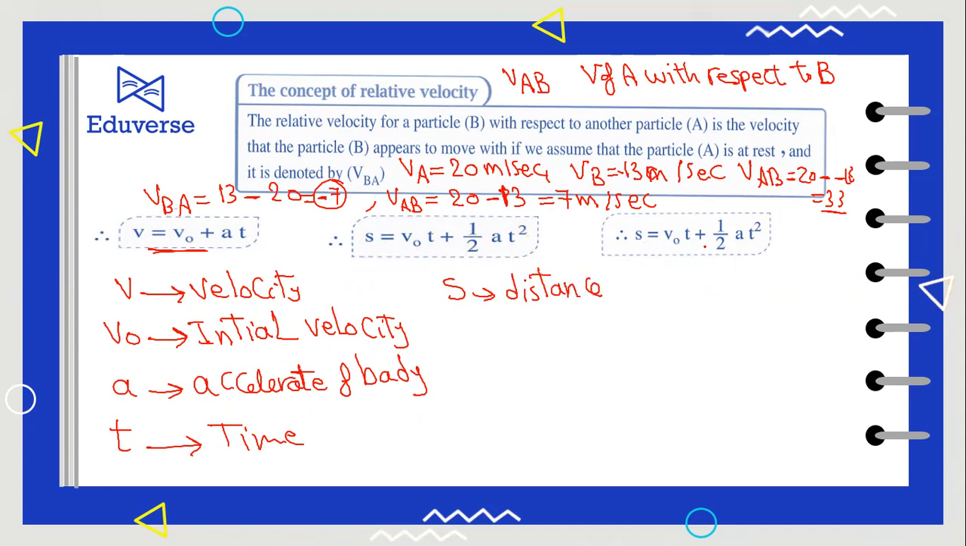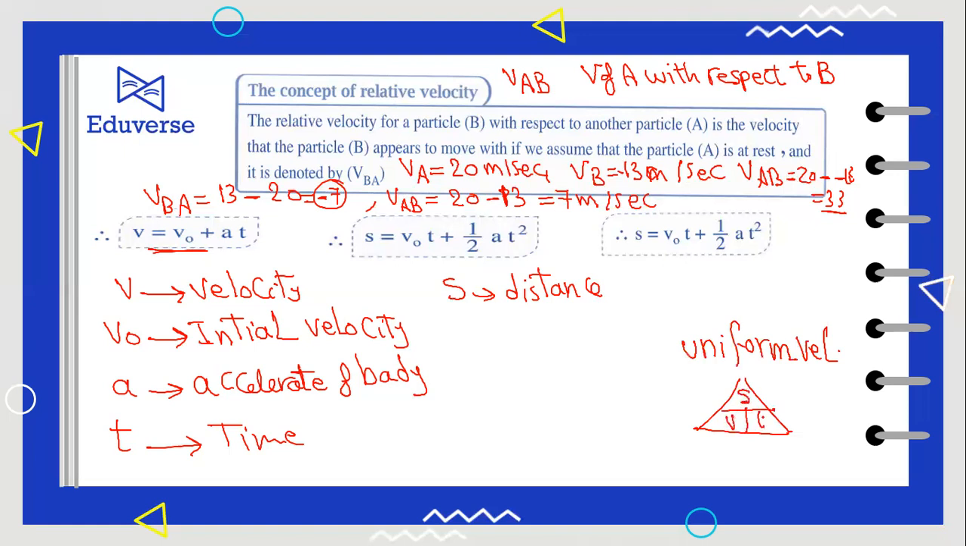S equals V naught T plus half A T square. Three rules: I can use them to find any unknown, like distance, velocity, initial velocity, acceleration, or time, when the body is moving horizontally. But if the body is moving horizontally with uniform velocity, I don't use any one of them. I use another formula.